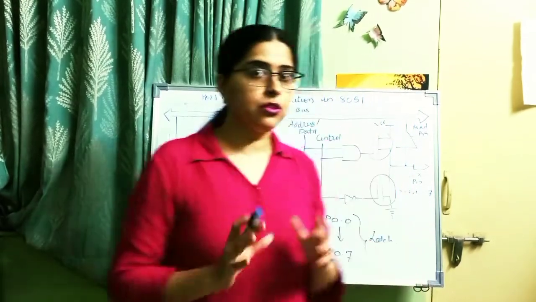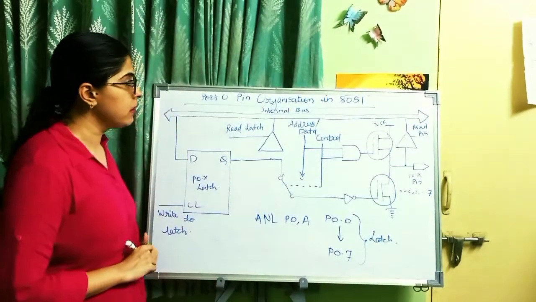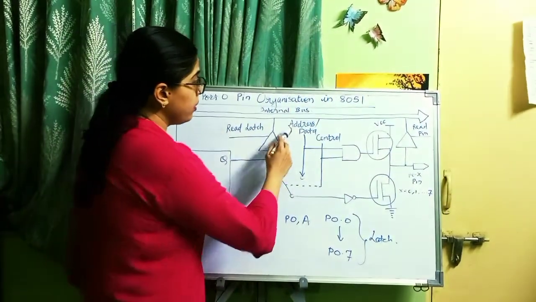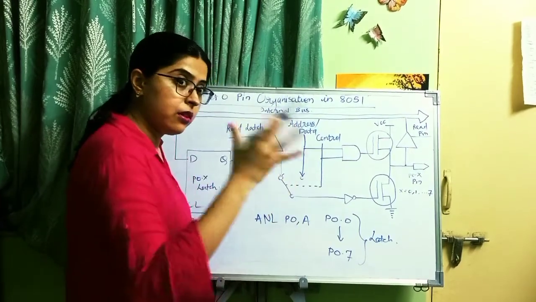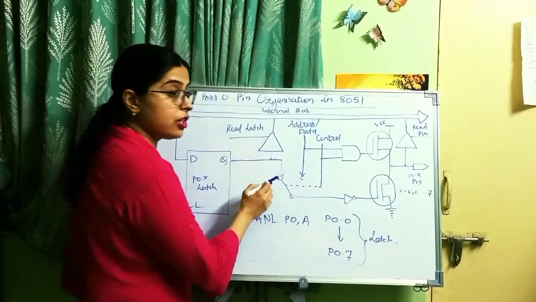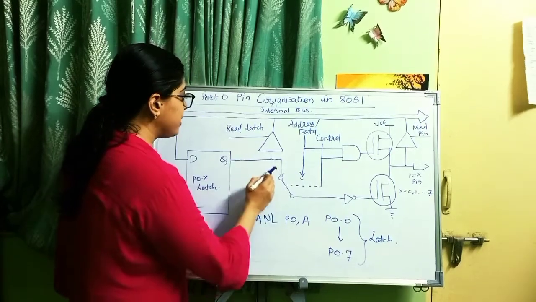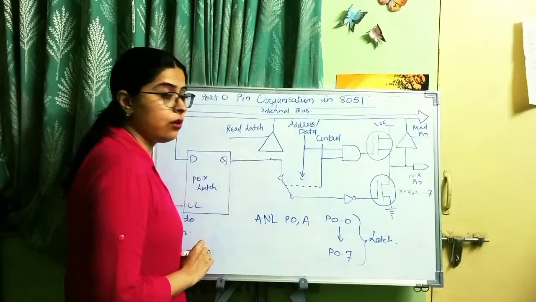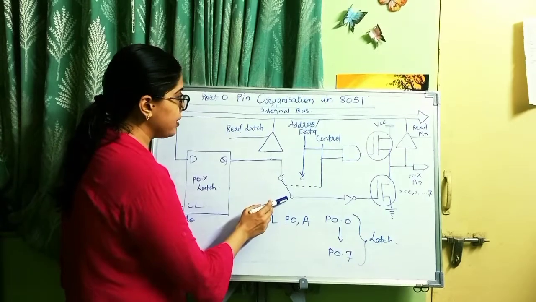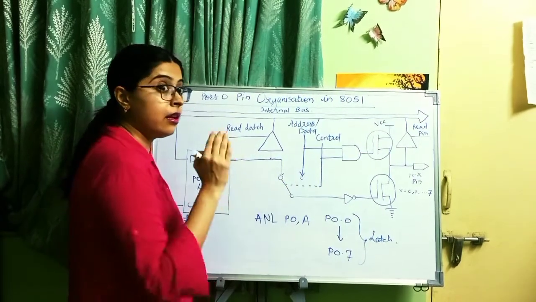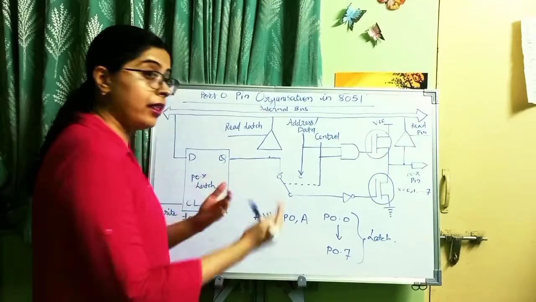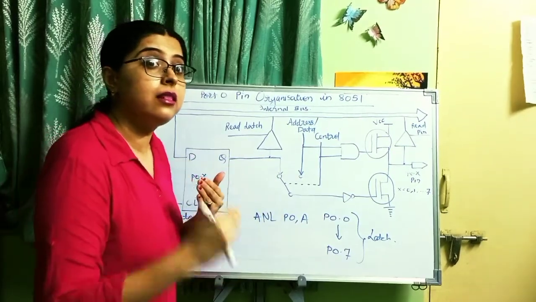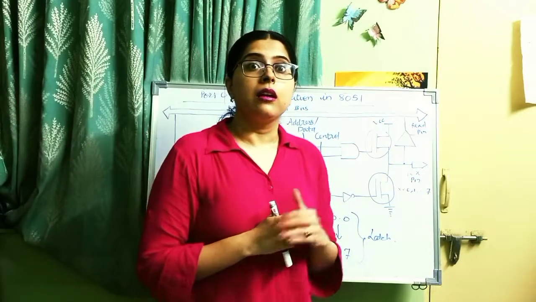Now what happens during external memory operation? You can see this multiplexer. When the external memory is attached, this multiplexer changes its path from the latch signal to the address data line. This output line is connected to the address data line via the multiplexer, and it is disconnected when they are doing the external program memory operations.